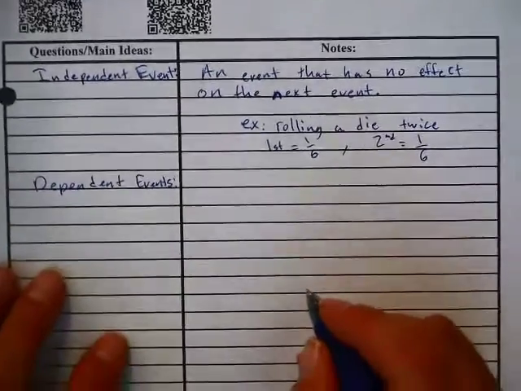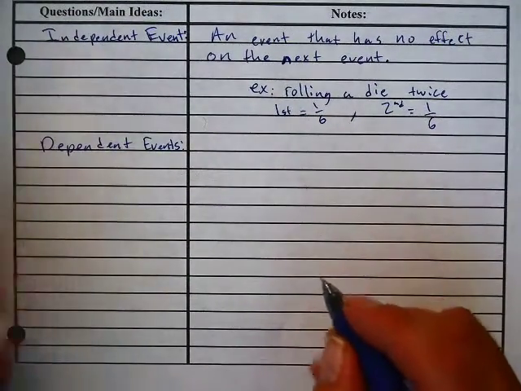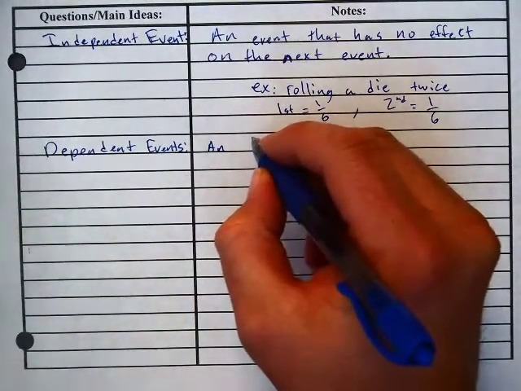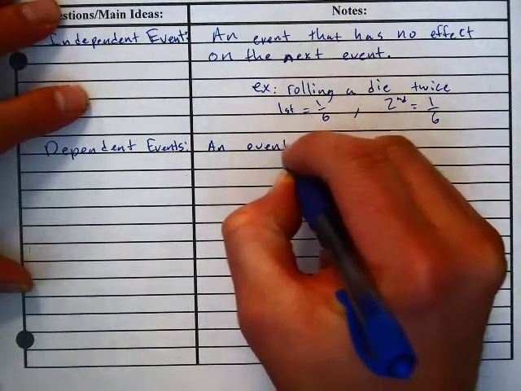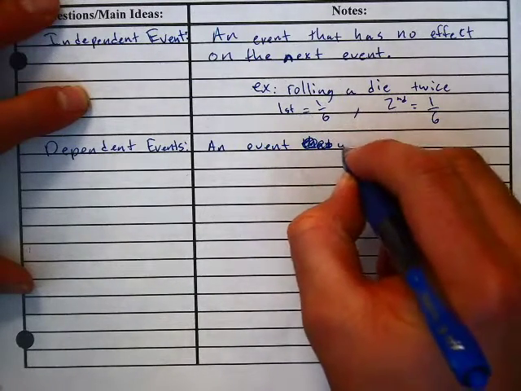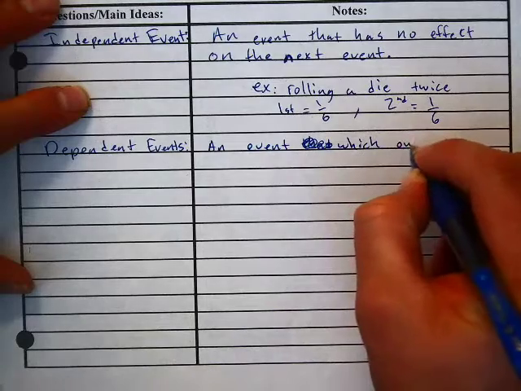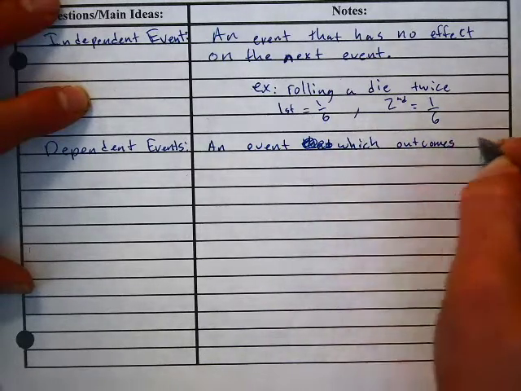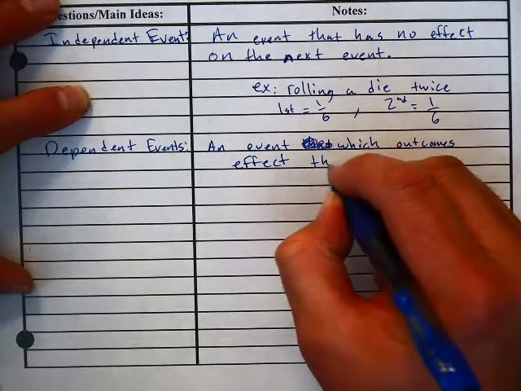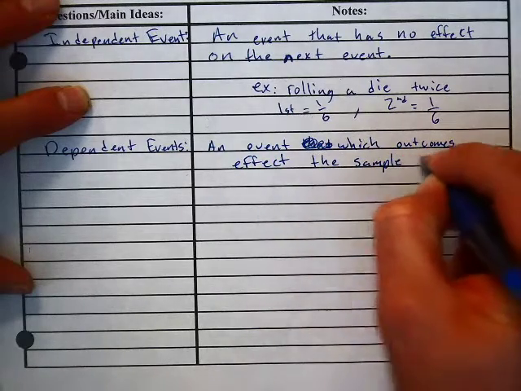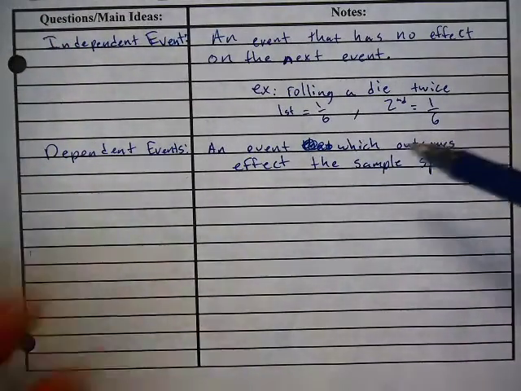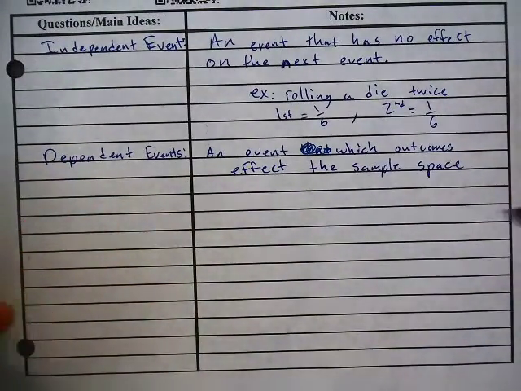So a dependent event is an event that depends on something else. Let's write that. An event which outcomes affect the sample space. So a dependent event is an event which outcomes affect the sample space.